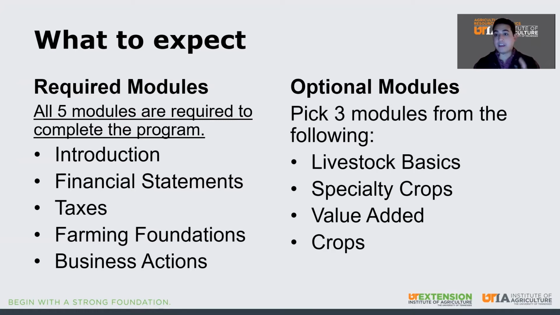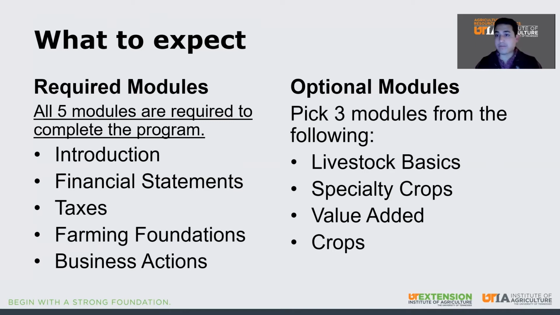There's going to be 5. You're right now inside the introduction one. Then you're going to have financial statements, taxes, farming foundations, and then your business actions. All that is done, and those are going to be what we're going to call the core modules, and you have to complete all 5 of those.